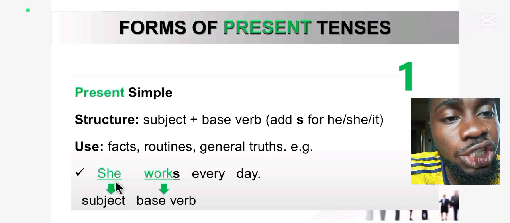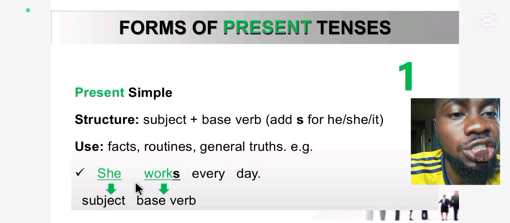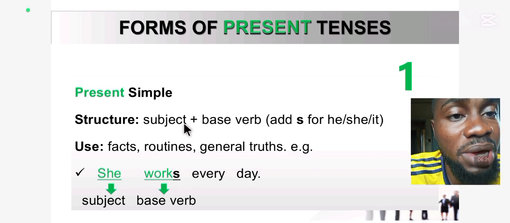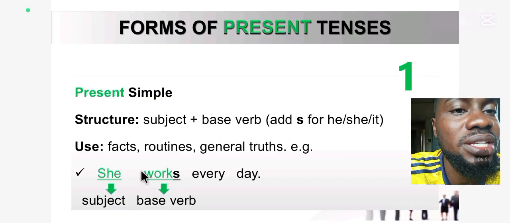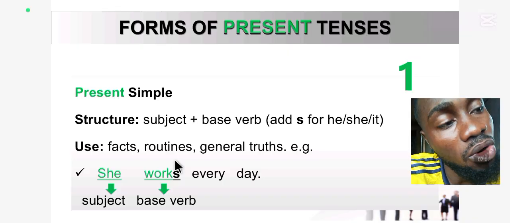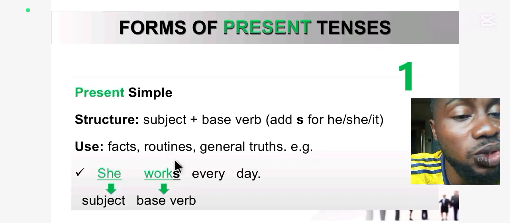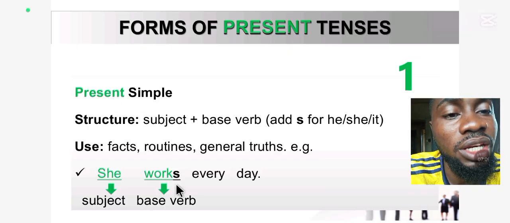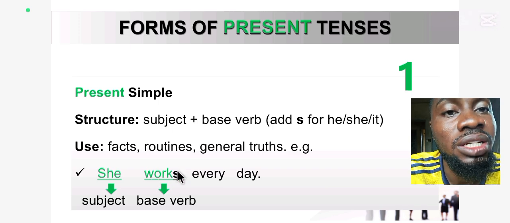It says, she walks every day. The subject here is she. The verb is walks. Remember the structure: subject plus base verb. Subject is she, verb is walks. So walks is the simple present tense, or you can say present simple tense, whichever way you put it. But make sure that you have the aspect and the time.